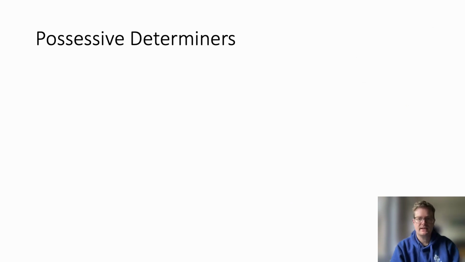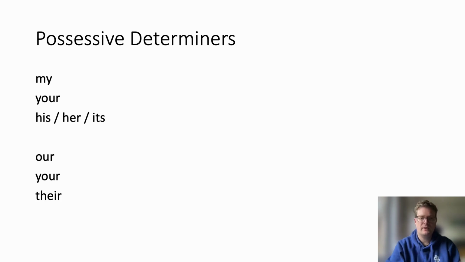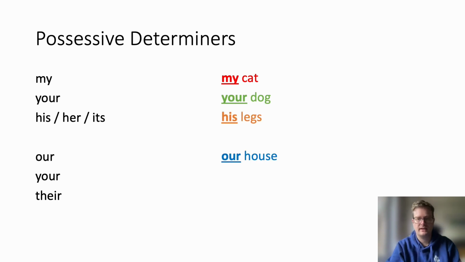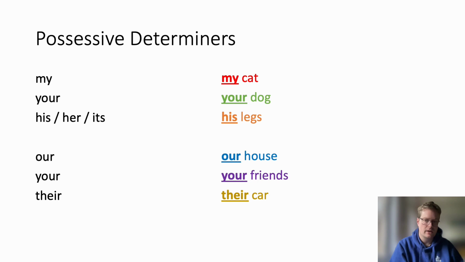You've also got possessive determiners, and again, these are really easy to remember. It's just the normal possessive words like my, your, his, her, its, our, your, their. So if you put them in front of a noun, like my cat, your dog, his legs, our house, your friends, their car, those possessive words are the possessive determiners when they're in front of a noun.